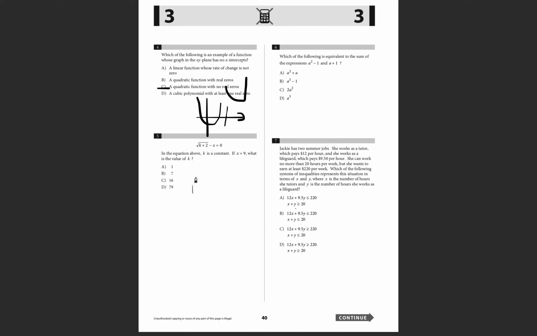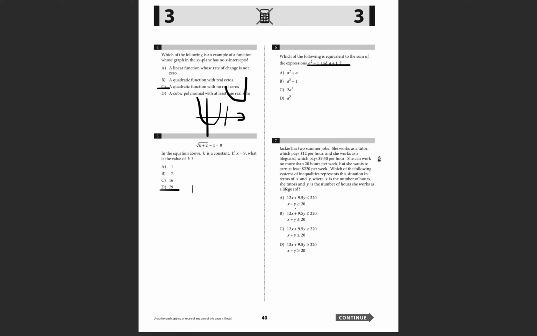Number 6, sum of these two expressions. So we just add them together, and the -1 and +1 cancel out. So we get a squared plus a.